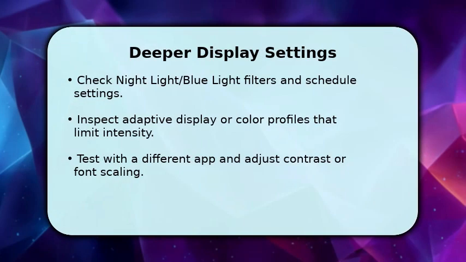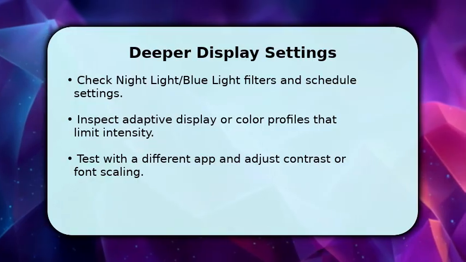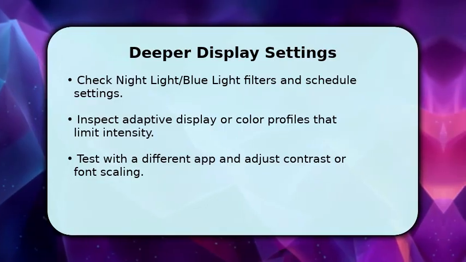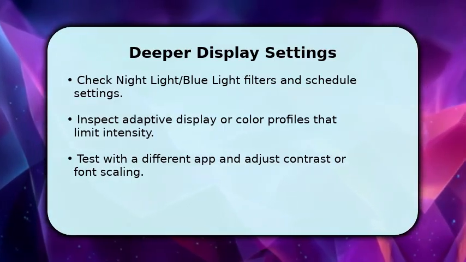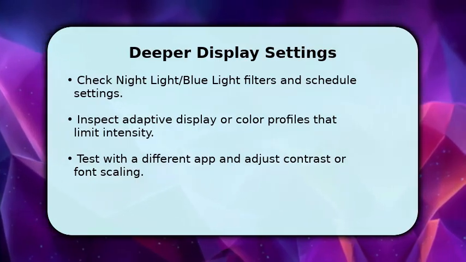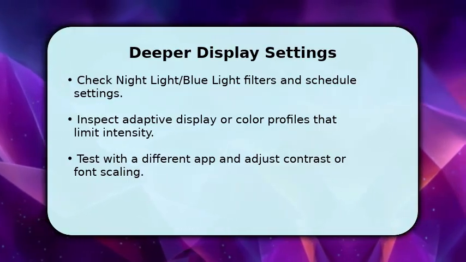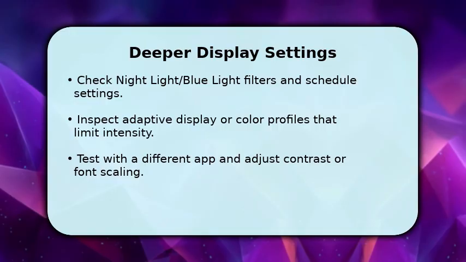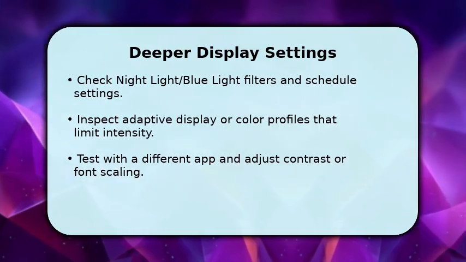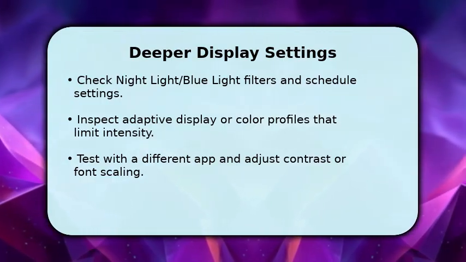Next, dig into display options that subtly lower screen output. Open Display > Night Light or Blue Light Filter and turn it off or adjust its schedule because warm filters can look dim. Then check advanced settings like adaptive display, color profile, or contrast enhancement. Switch profiles to see changes. Test the brightness in multiple apps and the home screen so you rule out app-specific dimming. Once done, also disable any scheduled dark mode, which can reduce perceived brightness in some systems.